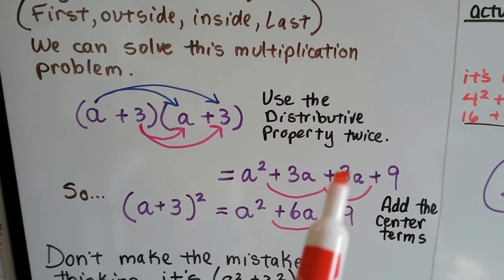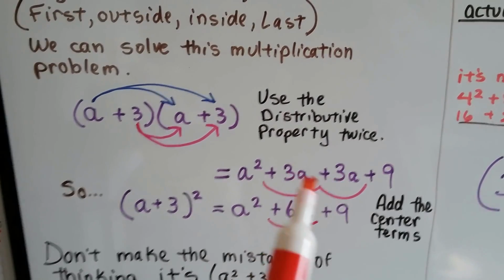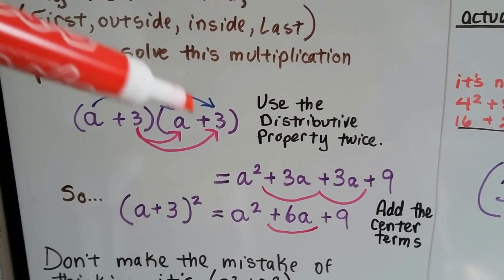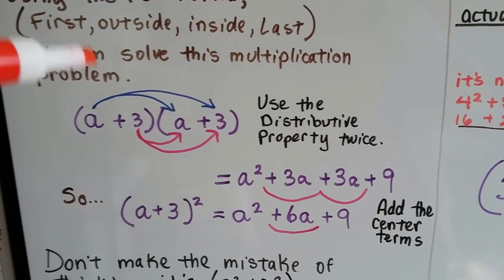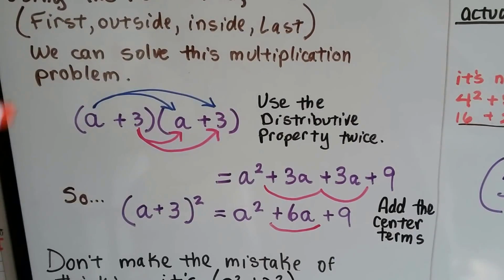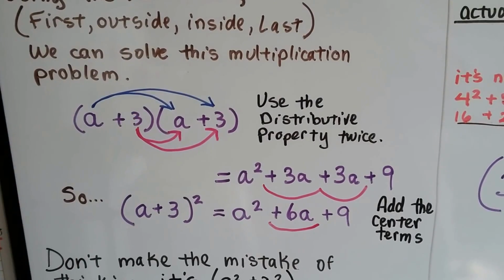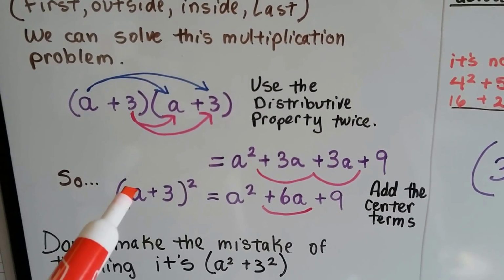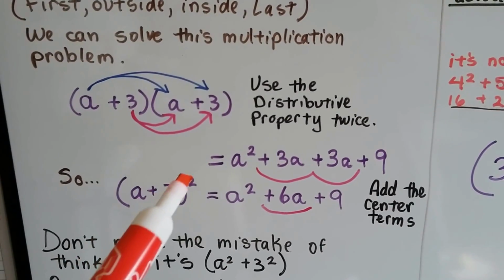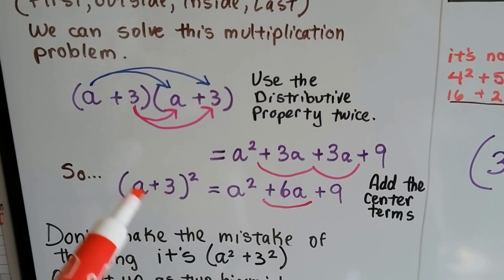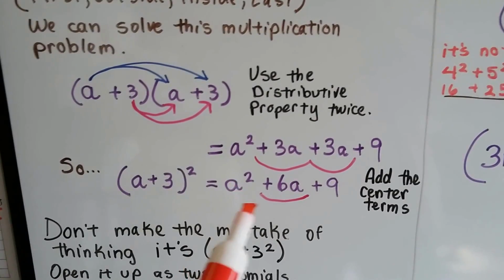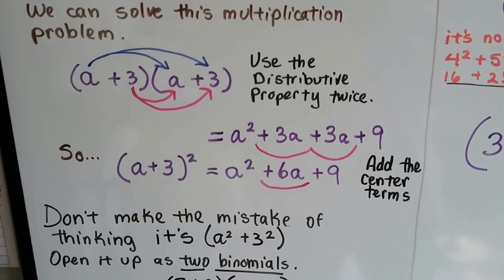Because the outer and inner ones end up having the same terms, see? Because these are identical, we're going to get a 3a and a 3a. We can just combine those like terms to make a 6a. So a plus 3 in parentheses, and the whole thing is the base to this square, ends up equaling a squared plus 6a plus 9, see?